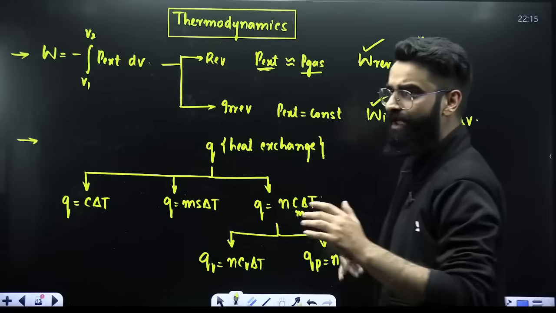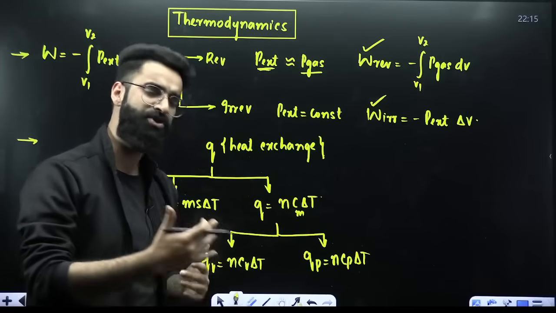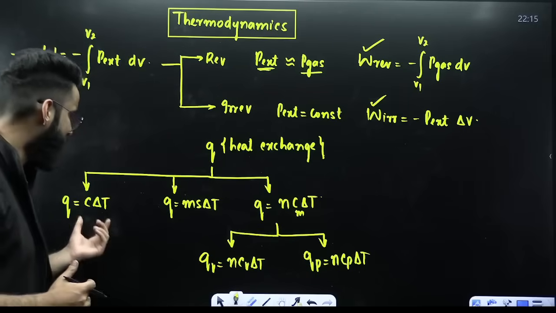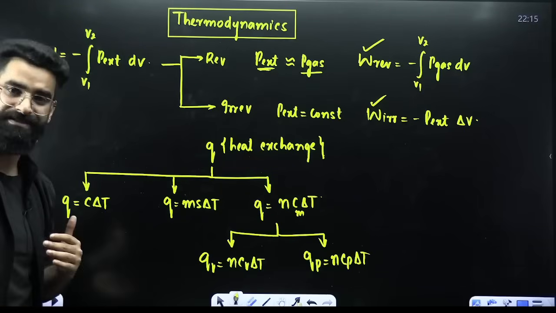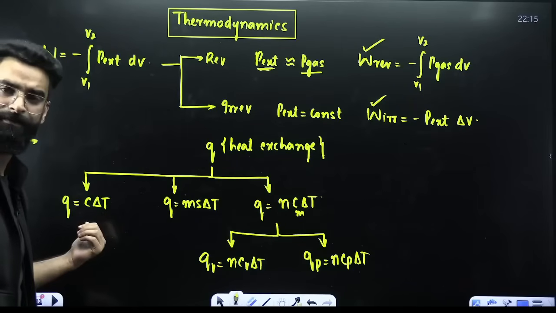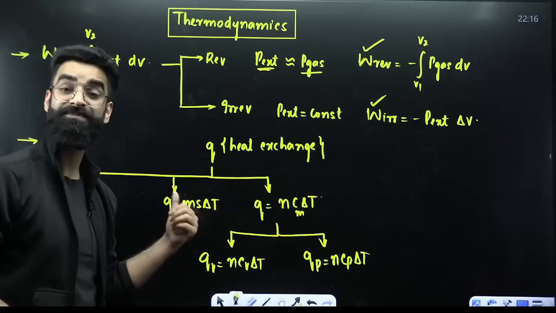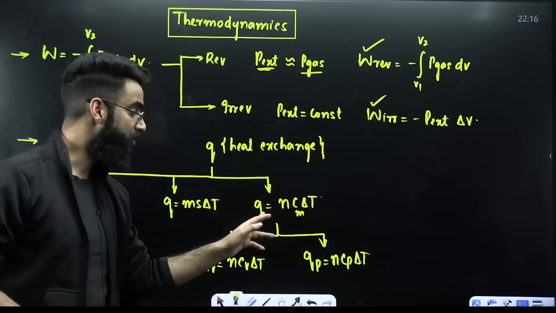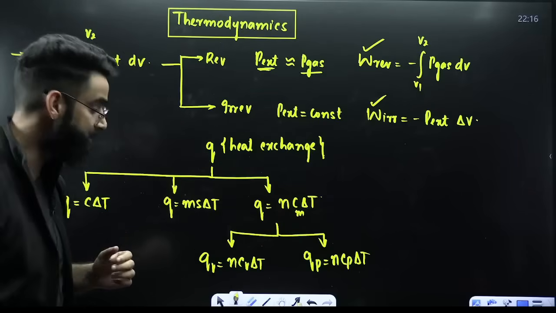delta V. Now, there are a lot of questions in which you are supposed to calculate the amount of heat absorbed or released by the system. And there are many ways by means of which you can calculate heat absorbed or released by the system. Number one, Q is equal to C delta T, where C is the heat capacity of the system. Q is equal to m s delta T, where s is the specific heat capacity of the system. Q is equal to n Cm delta T, where Cm is the molar heat capacity of the system.